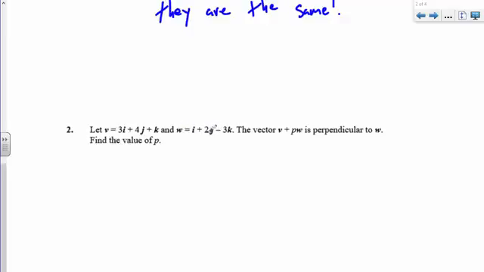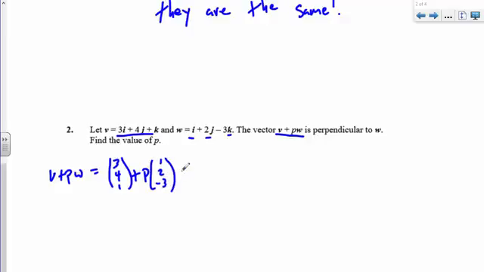Let v equal this and w equal this. The vector v plus scalar p times w is perpendicular to w. Find the value of p. Fair enough. So let's figure out what this is. We're going to say v plus pw is equal. Remember, v right here is 3, 4, and 1 plus a scalar times w, which is 1, 2, and negative 3. This will give me the vector 3 plus p, 4 plus 2p, and then 1 minus 3p. That's the vector v plus pw.